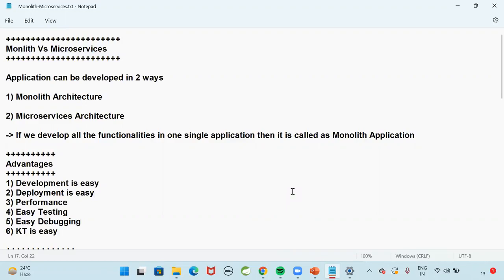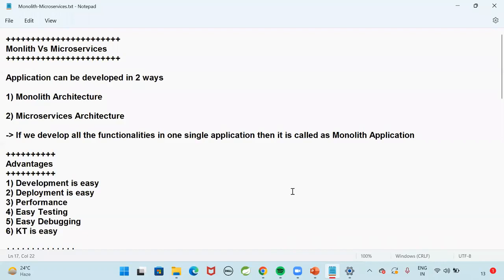Monolith versus microservices. An application can be developed in two ways. What are the two ways to develop an application? One is monolith architecture and the second one is microservices architecture. If we develop all the functionalities in one single application, then it is called a monolith application. Monolith means all the functionalities are developed in one single application.